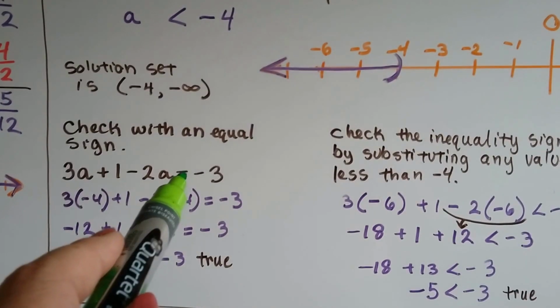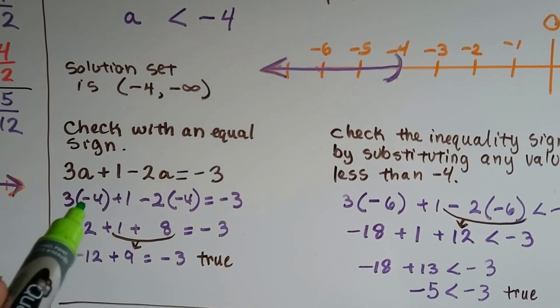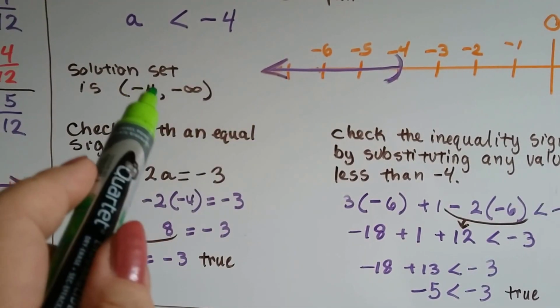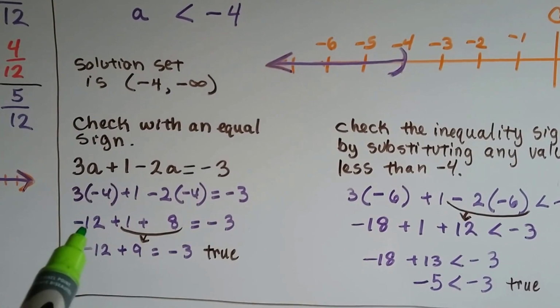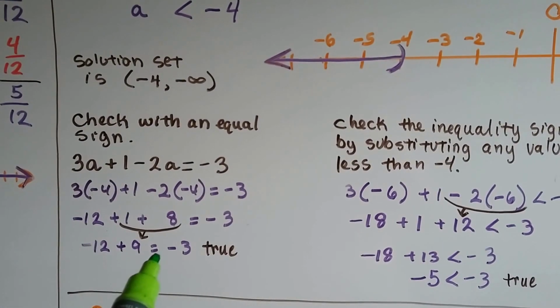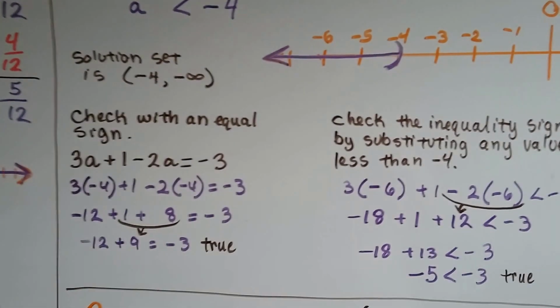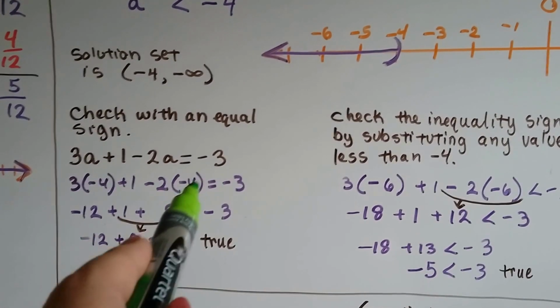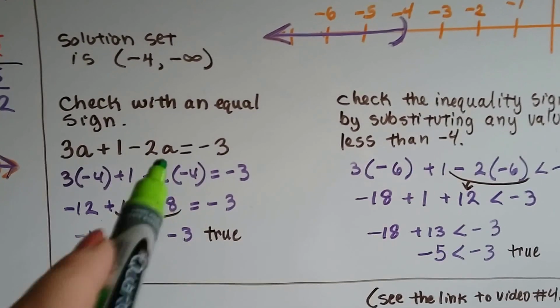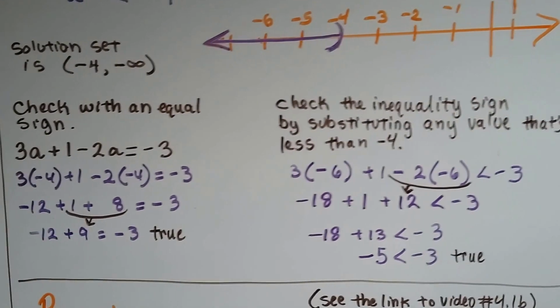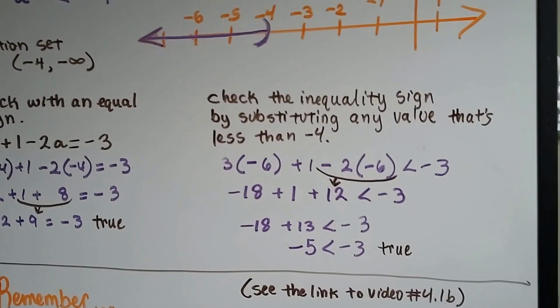We can check with an equal sign. We put an equal sign into our equation, and we plug in -4. This was our cutoff number, right? We plug it into the equation, and we get -12 plus 9 is -3. Well, that's true. Just remember that a negative and a negative makes a positive, right? That's how we got the +8 there, all right? That's the inverse of an inverse. And there's a link for that in the video description too.